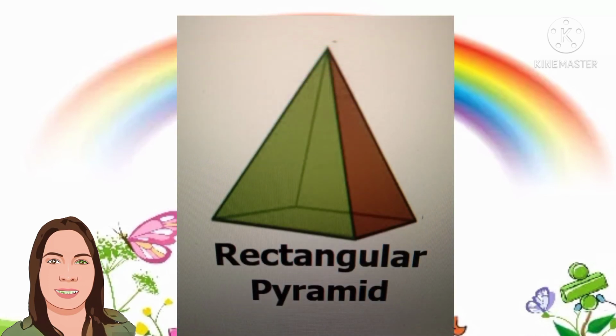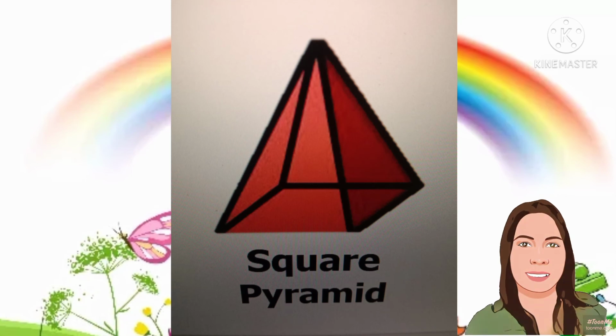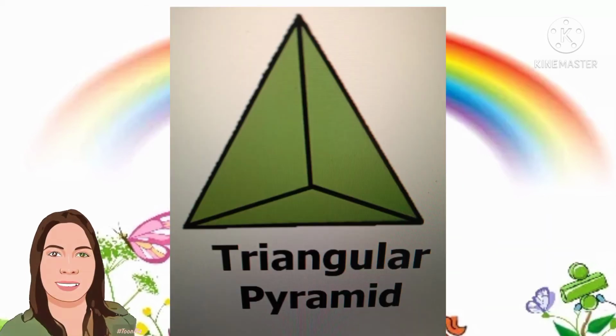Notice that the base of this pyramid is a rectangle. That's why this is called a rectangular pyramid. This one has a square base. That's why this is called a square pyramid. And look at this one. The shape of the base is a triangle. Therefore, it is called a triangular pyramid.